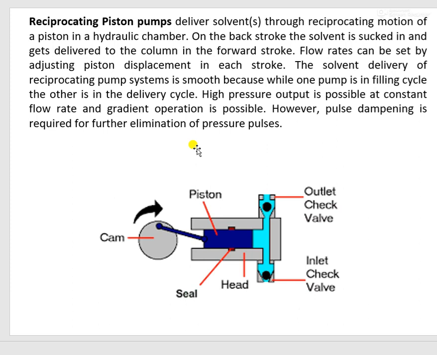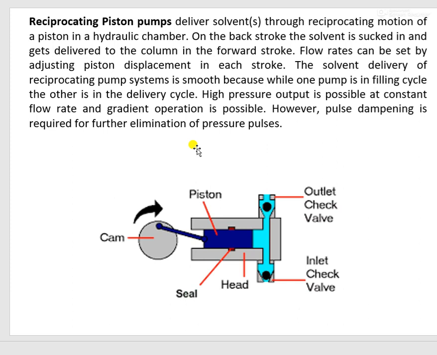First is the reciprocating pump. It delivers solvents through the reciprocating motion of a piston in a hydraulic chamber. On the backstroke, the solvent is sucked in, and it gets delivered to the column in the forward stroke. Flow rates can be set by adjusting piston displacement in each stroke.